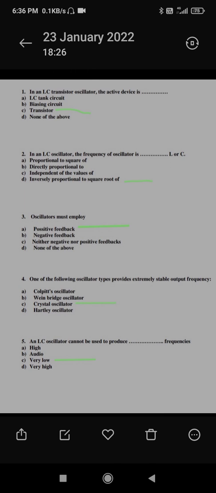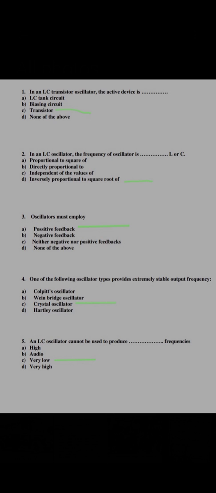First one, in an LC transistor oscillator, the active device is a transistor. Second, in an LC oscillator, the frequency of oscillation is dash L or C. Answer is D, inversely proportional to the square root of L or C. Third, oscillators may employ positive feedback. Fourth, which of the following oscillator types provides externally stable output frequency? Answer is crystal oscillator. Fifth, an LC oscillator can be used to produce dash frequencies: very low.